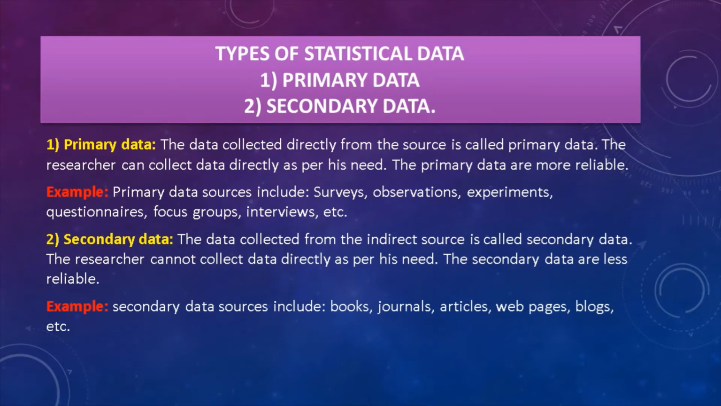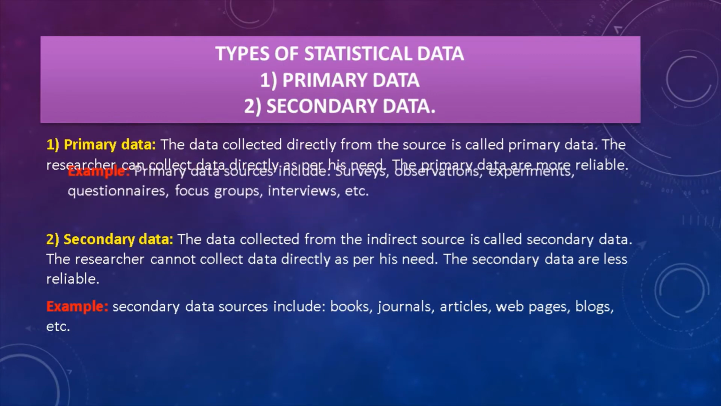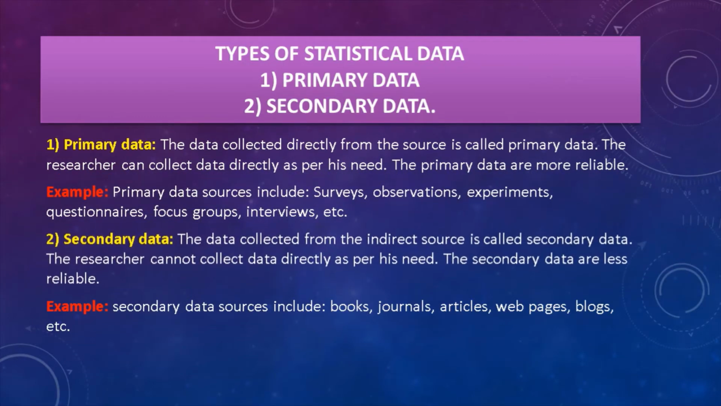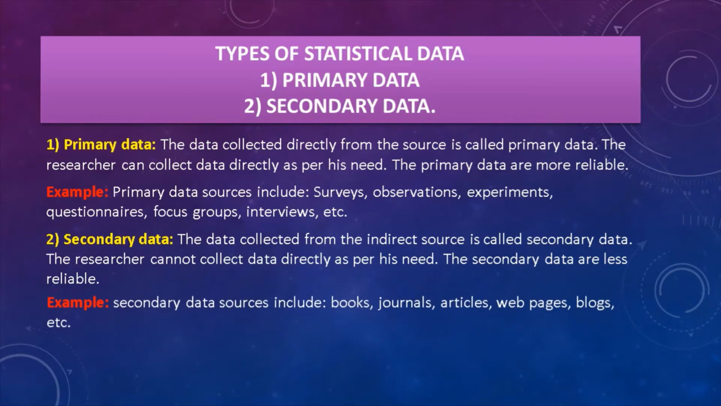Let us see an example. Secondary data sources include books, journals, articles, web pages, blogs, etc., my dear. So if we collect the data from books, journals, articles, web pages, blogs, that data is secondary data and it is less reliable. So this is the thing, my dear. Primary data is more reliable and secondary data is less reliable.